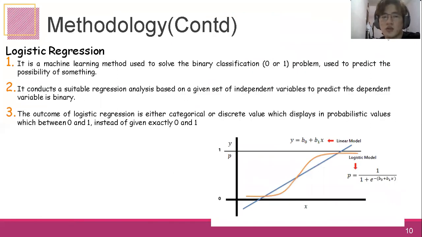So the next will be the logistic regression. Logistic regression is known as a machine learning method used to solve binary classification problems like 0 or 1. It is also used to predict the probability of something. It conducts a suitable regression analysis based on a given set of independent variables to predict the dependent variable, which is binary. So the outcome of the logistic regression is a categorical or discrete value, which is displayed as probability values between 0 and 1 instead of exactly 0 and 1.